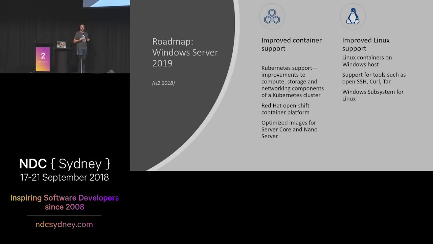So that Linux containers on Windows that we saw before, a lot more support going into that. And then Windows is also starting to roll out some tools by default that you'd normally find on Linux. Things like OpenSSH, curl, tar. So when you're doing mixed work with Linux and Windows, you'd start to rely on these tools, and it's a pain when they're not there. So they're starting to roll those into Windows by default as well.